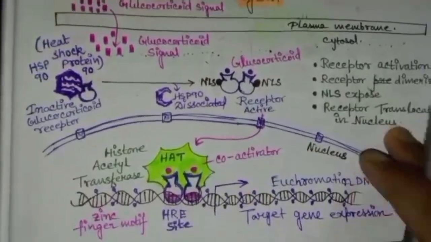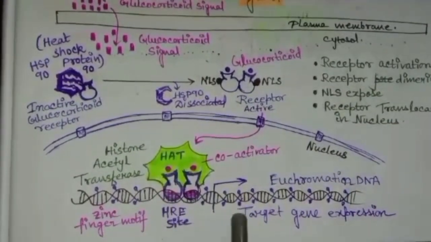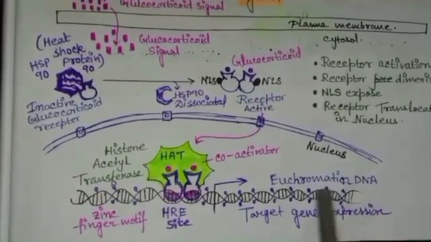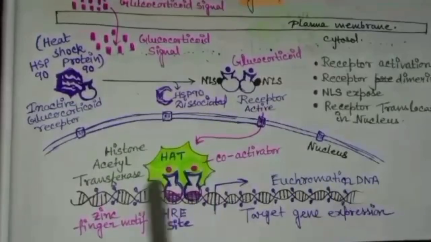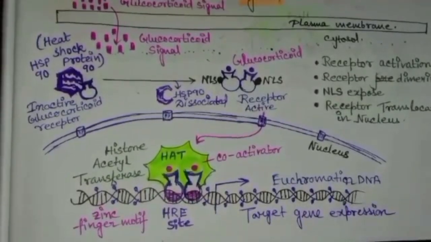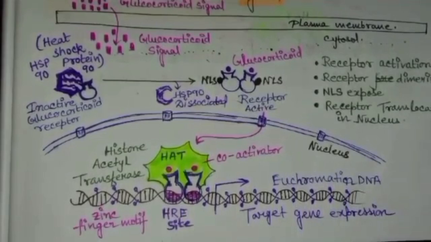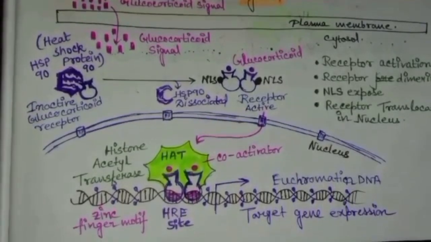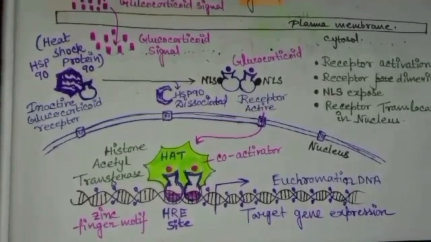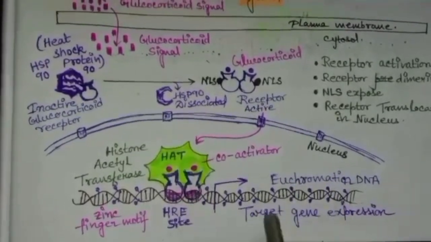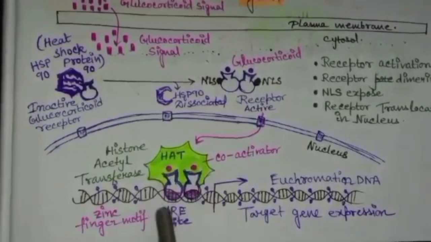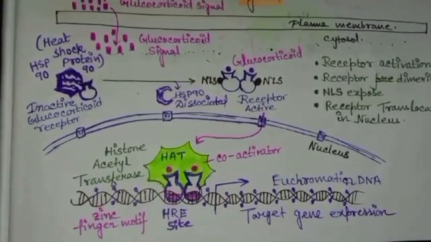We can see this here. After the binding, it shows target gene expression, and for the target gene to be expressed successfully, the DNA must be euchromatin DNA. We all know euchromatin and heterochromatin. What is the difference between euchromatin and heterochromatin? If the DNA is in heterochromatin, it is in a more condensed condition, and if it is euchromatin, it will be less condensed. In the less condensed condition, it is easy for the receptor to bind with the DNA.